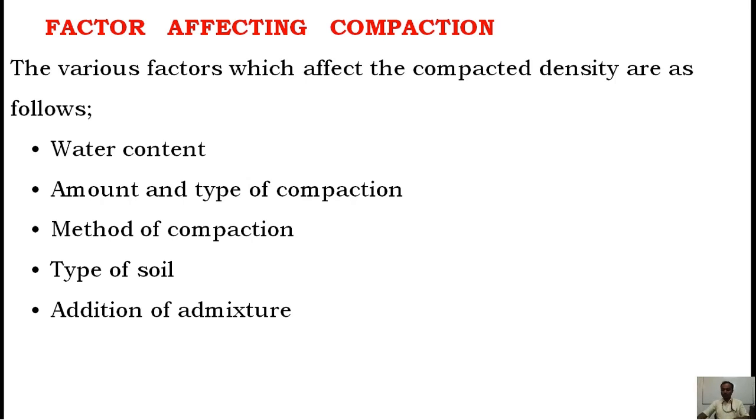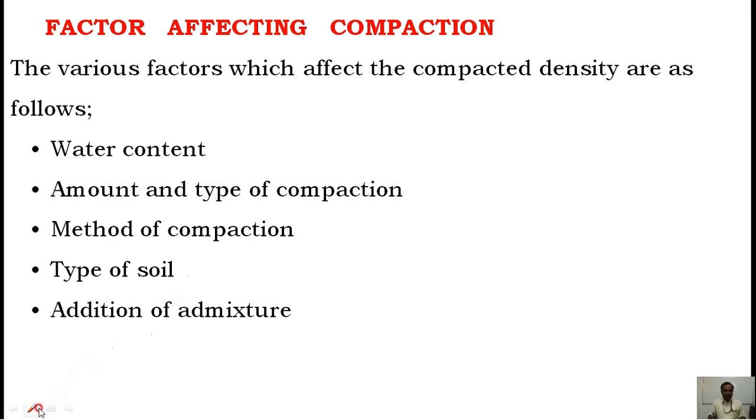What is the meaning of this? The meaning is what all factors, what all parameters affect our compaction. This effect might be positive or negative. Some parameters may help you to increase the compaction or increase the density. Some parameters may not help you to increase the compaction. They may create some obstruction while you are compacting. That we are going to study.